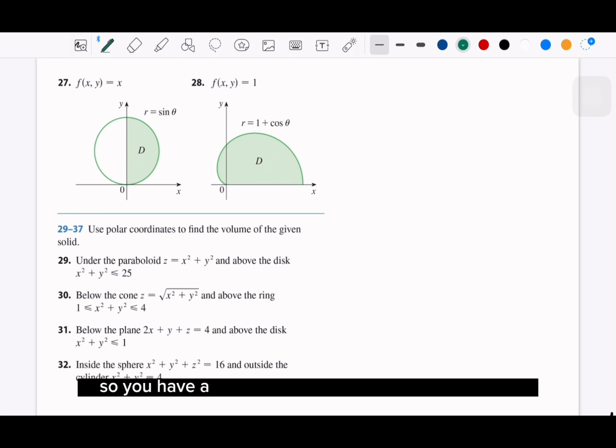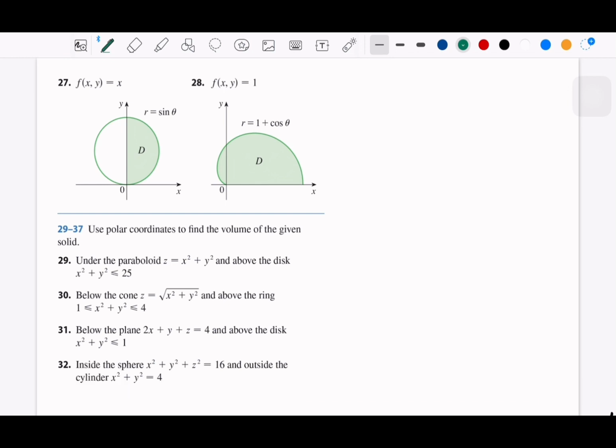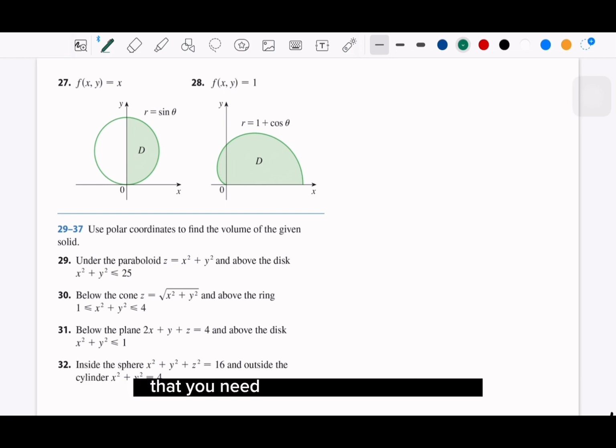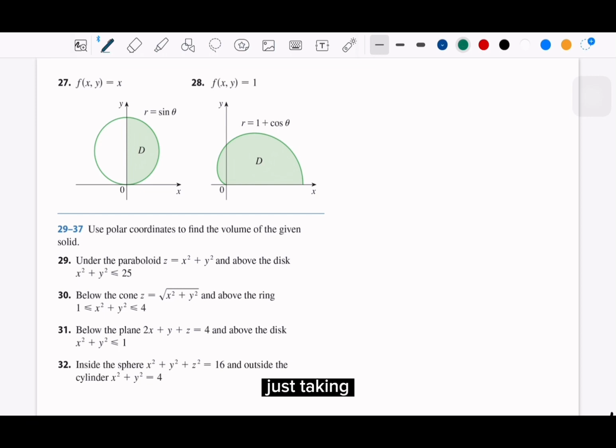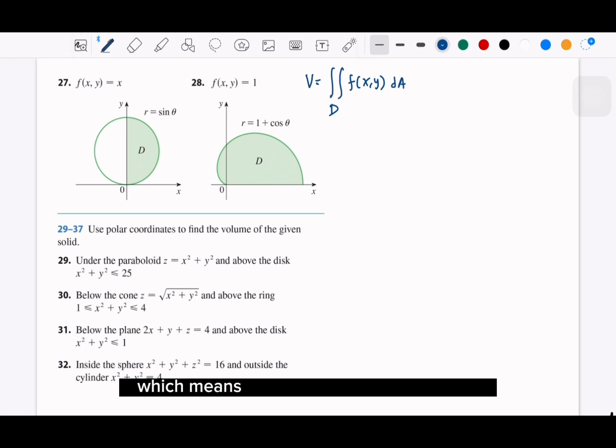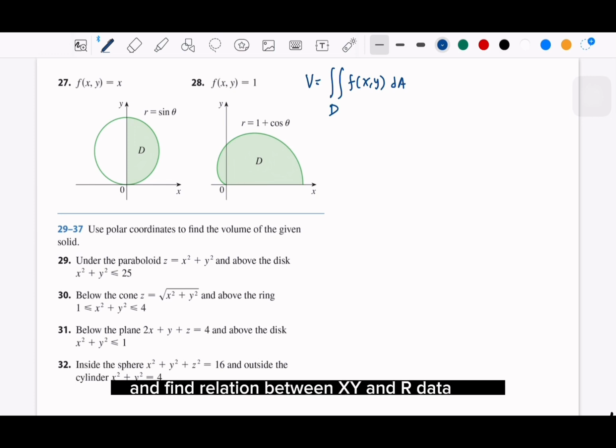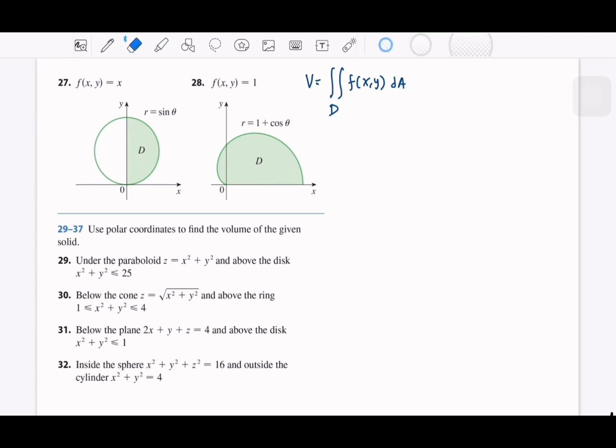So you have 1 plus cosine theta as your polar curve, and then you have a function that you need to take into a double integral, which is just 1. So simply this is just f(x,y) dA, like that. Which means that we are going to evaluate and find the relation between xy and r theta first.